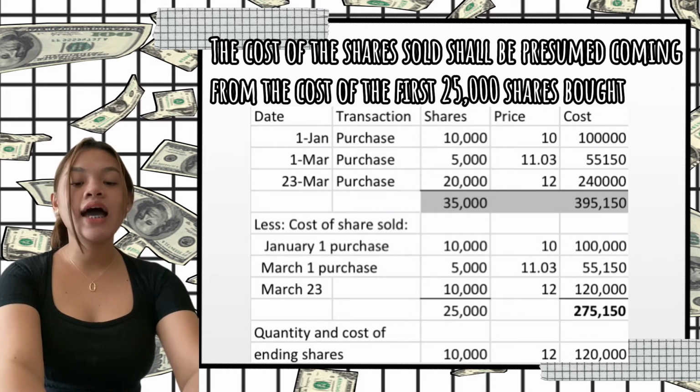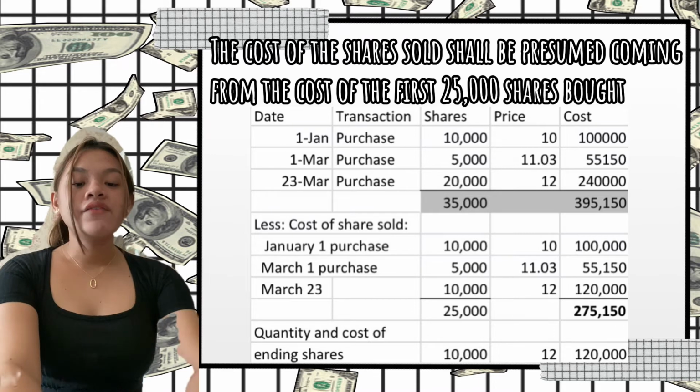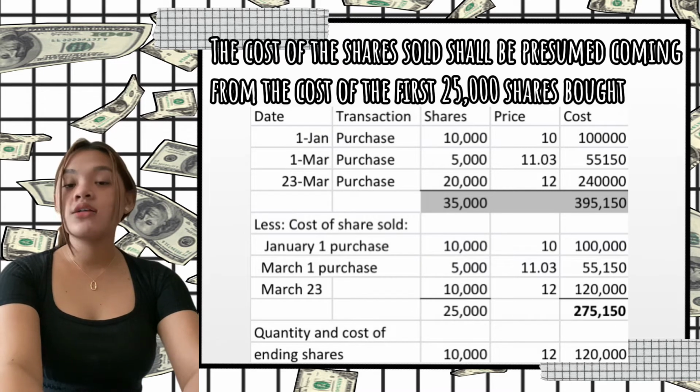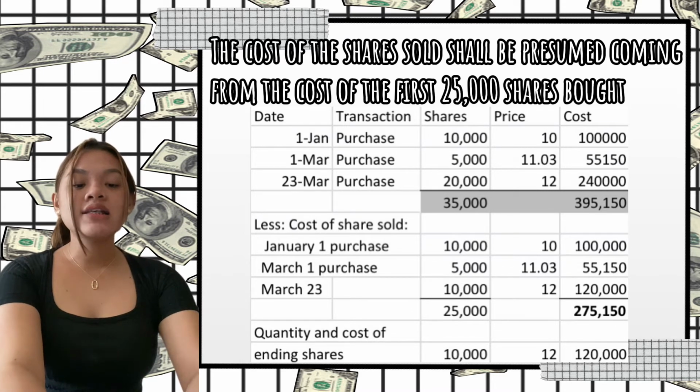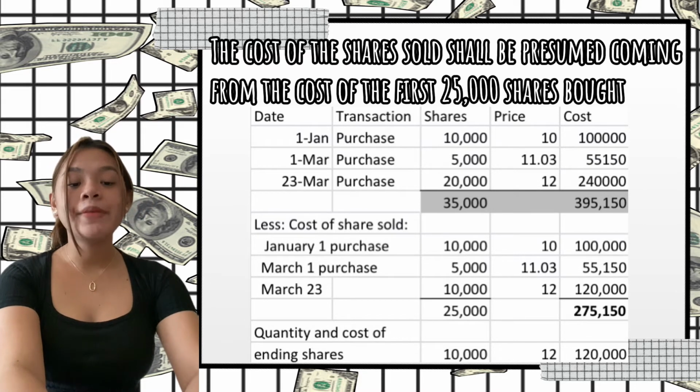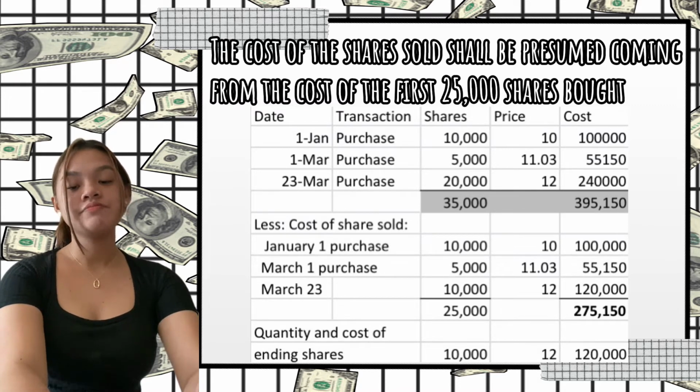So 10,000 plus 5,000 plus 10,000 is equal to 25,000. Next, we're going to add the cost of January 1, March 1, and March 23: 100,000 plus 55,150 plus 120,000 is equal to 275,150.